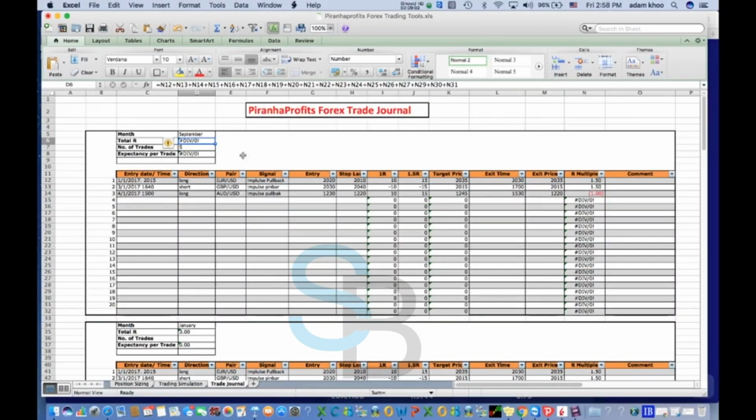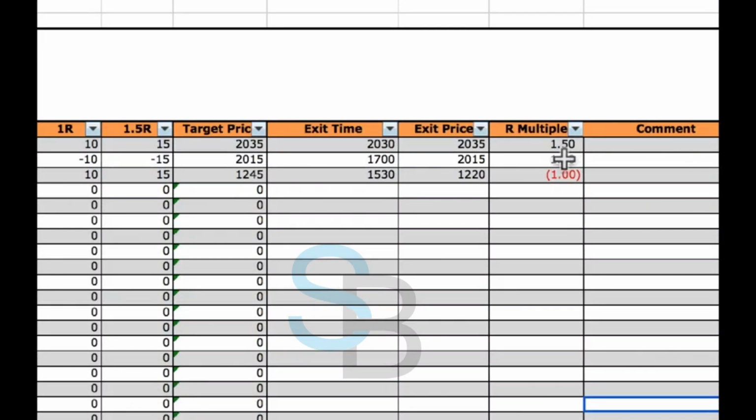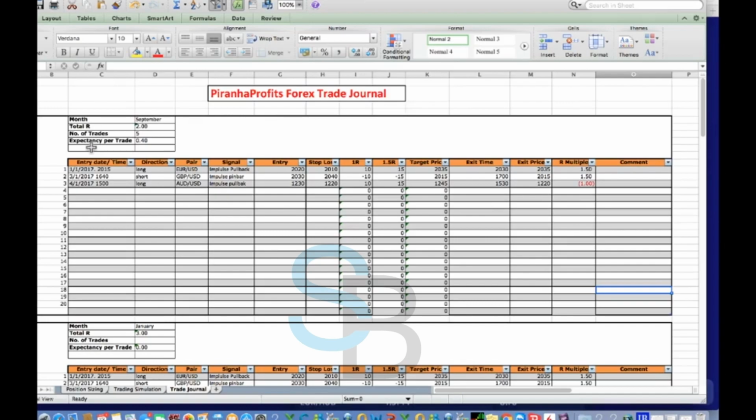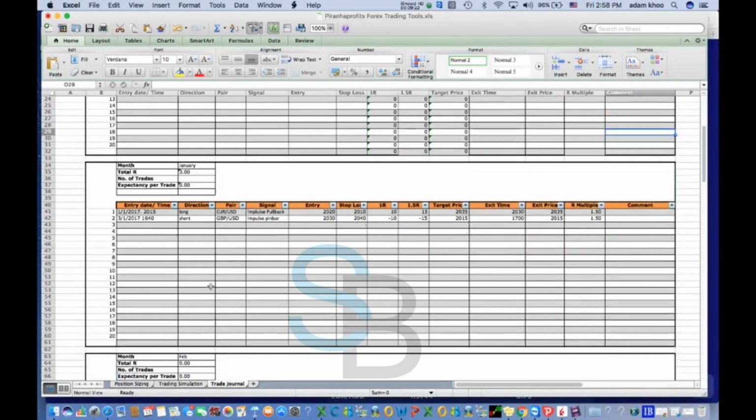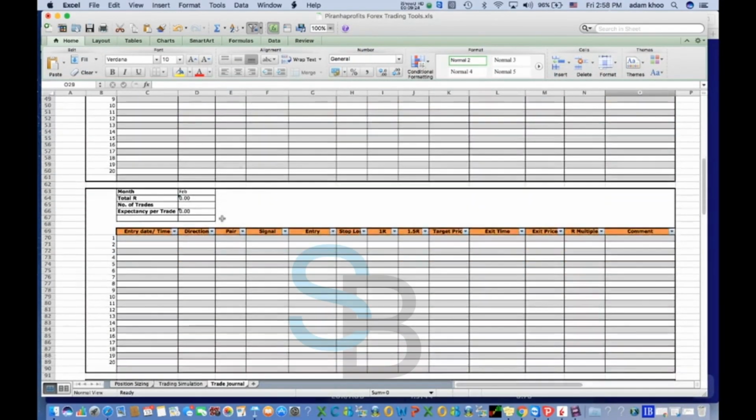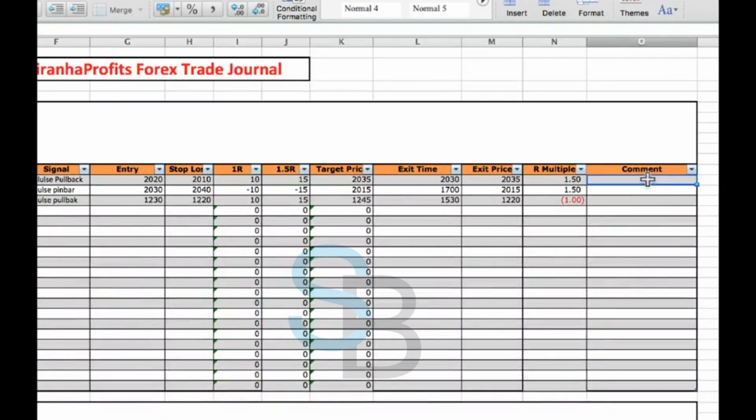Okay, so if I were to remove this right now, you can see the total R is 1.5 plus 1.5 minus 1 is 2. 2R, there we go. Okay, so I've given you it here, so you can just fill this in and use this trading journal to keep track of your trades and to comment on whether you have followed the rules.